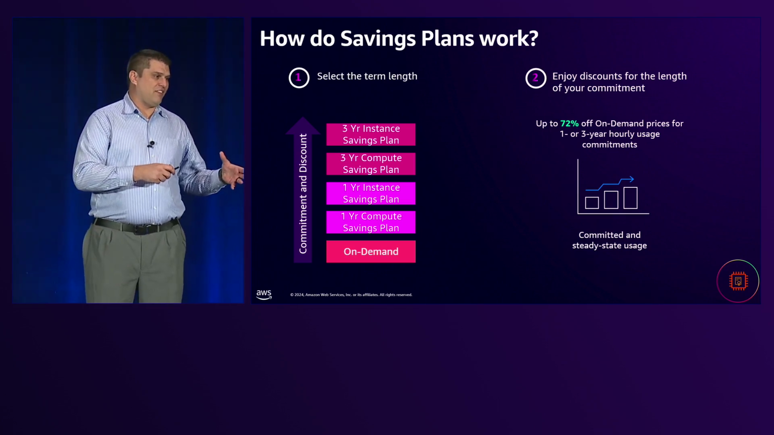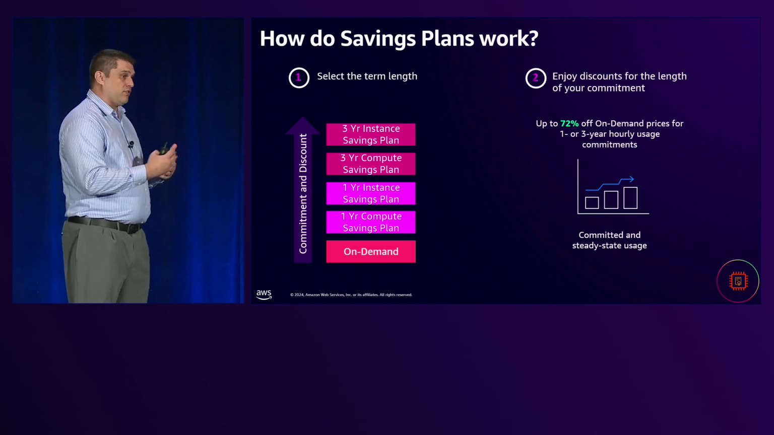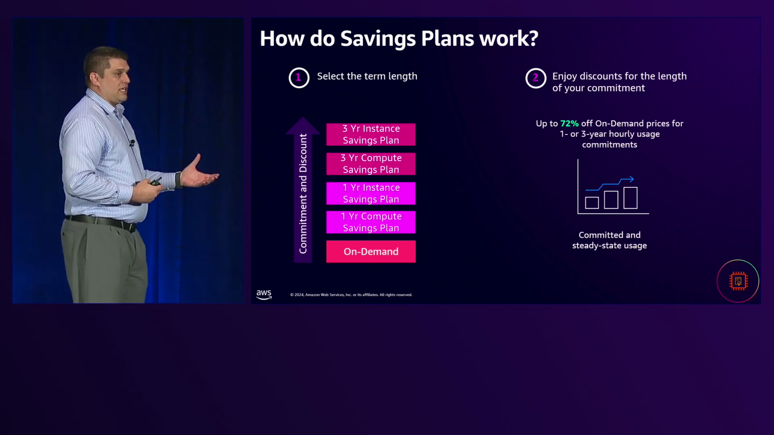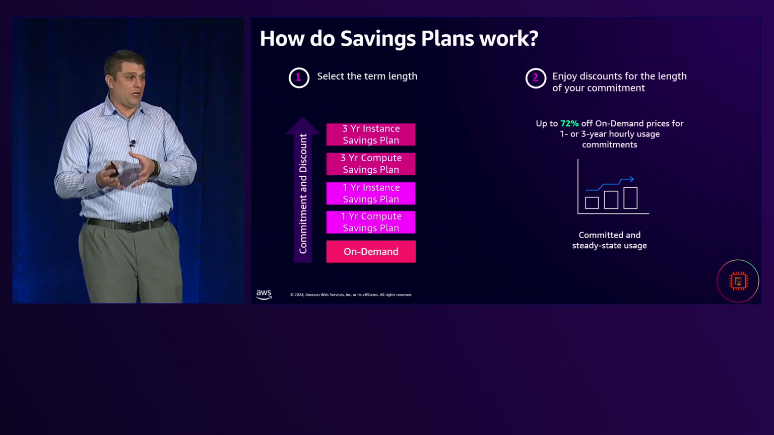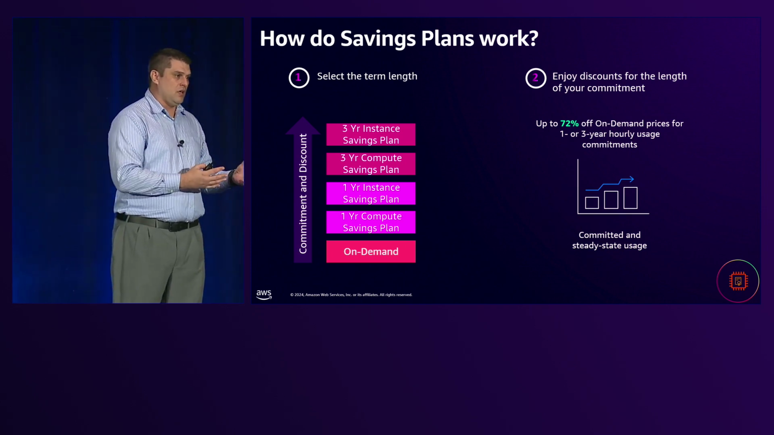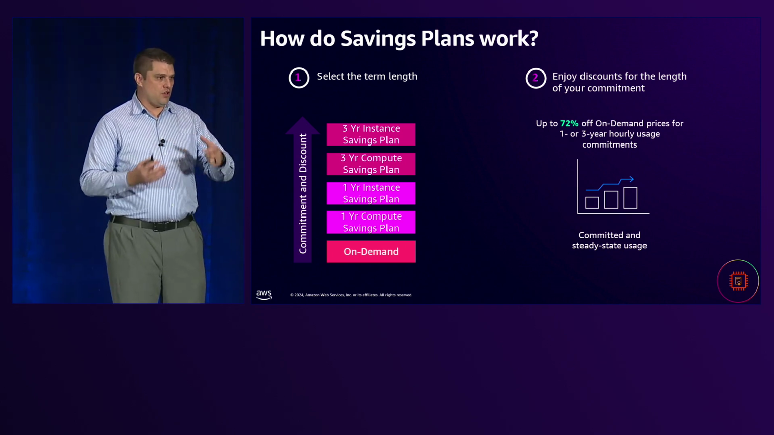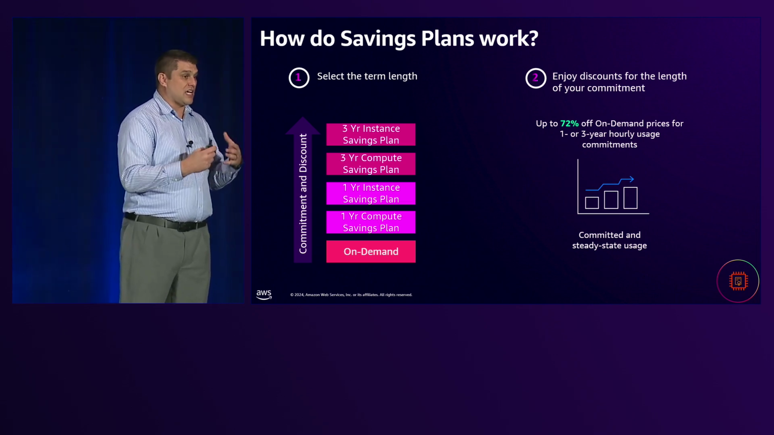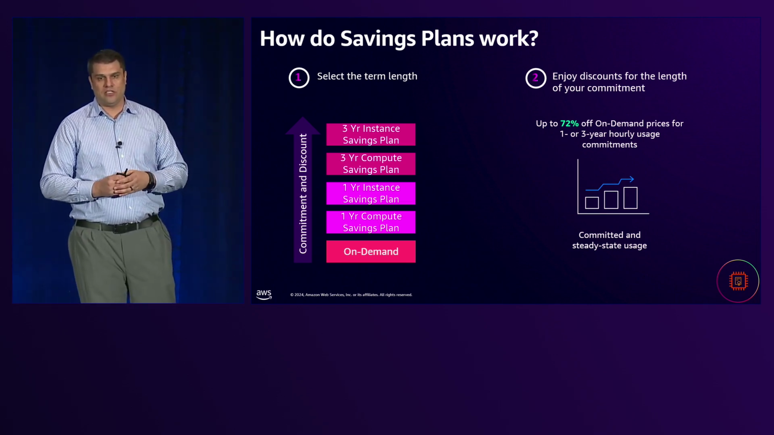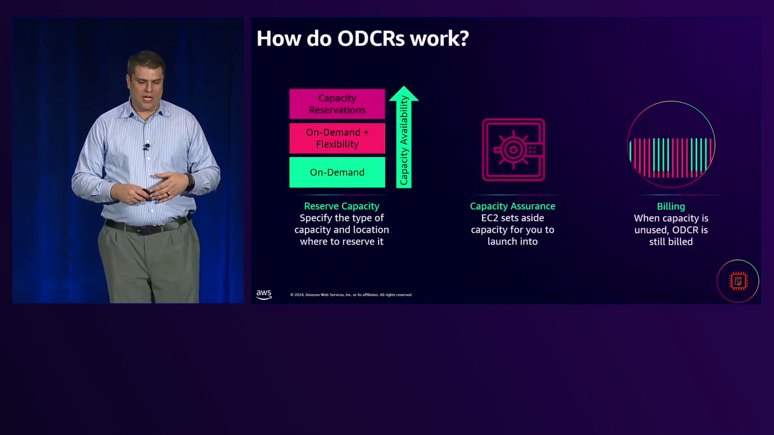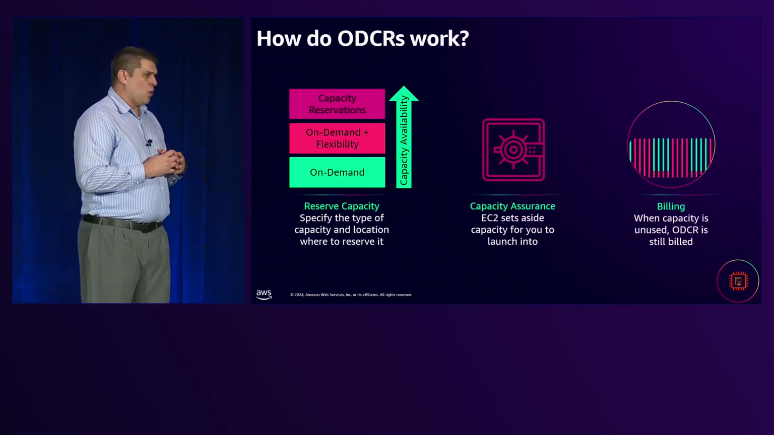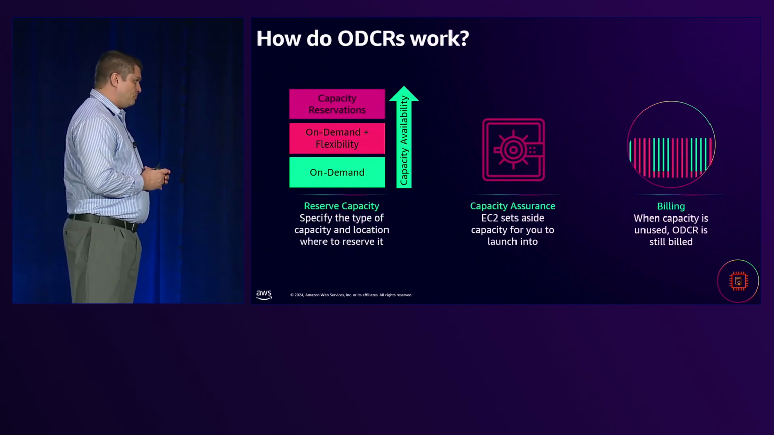And then on the flip side, if you want to give up a little bit of that flexibility for a deeper discount, we have the instance savings plan. The instance savings plan is basically confined to a region and an instance family. But within that region and instance family, you can mix and match the sizes or even the availability zones that you run in. So when we combine this with on-demand capacity reservations, we get a really powerful tool.